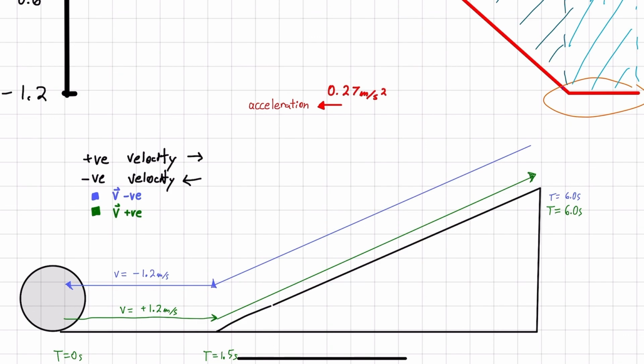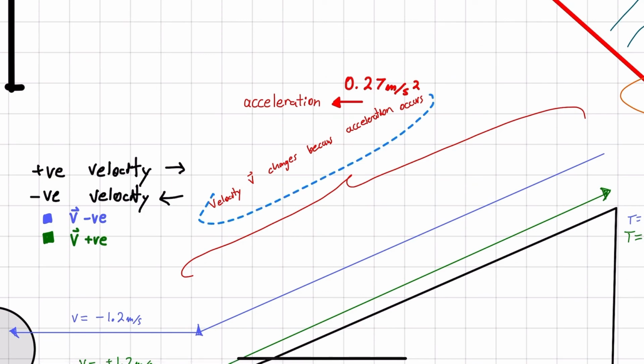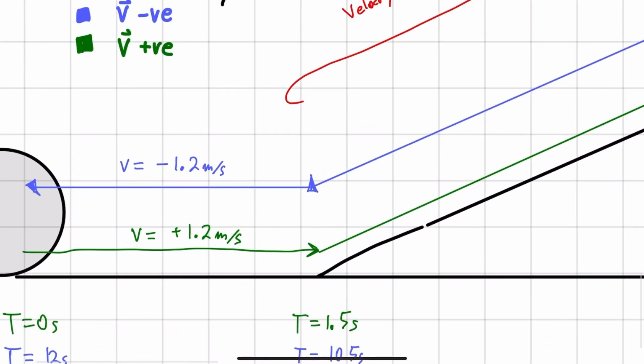So on this region here, our speed, or velocity rather, changes because acceleration occurs. And then when we're on the ground here, the velocity is constant because there's no acceleration.